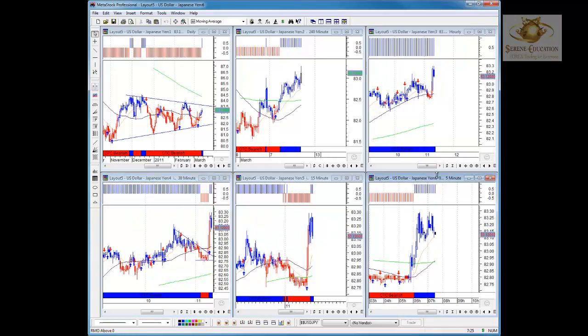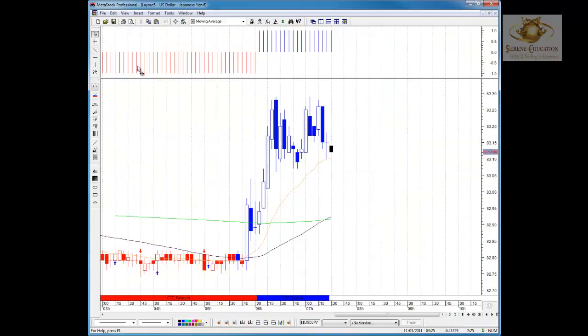this pair has pulled back on 5 minutes. It's now got to break higher than those highs at 83.29 for further upside movement. Can't break lower than this low, otherwise we're going to see this move cancelled, and we could see this is just a fake out.